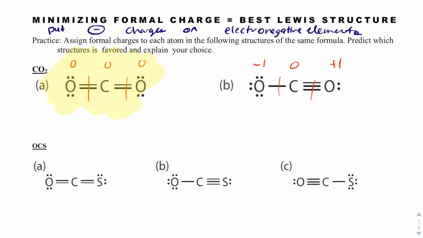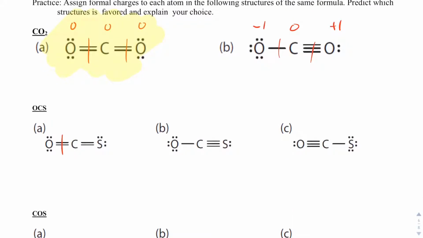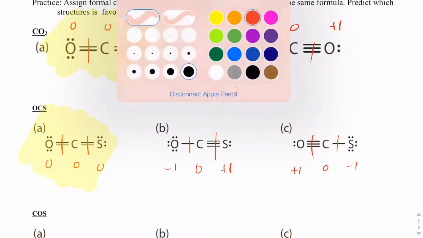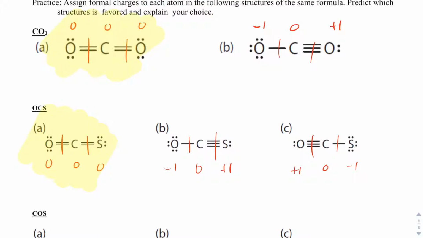Now, on this next one, slice all my bonds in half. And I get 0, 0, 0, -1, 0, +1, +1, 0, -1. And so in yellow, maybe it's obvious this one is the best one, but I'm going to highlight in red the second best one. And the second best one would be this one that I've highlighted in red, because the negative goes on the second most electronegative element.